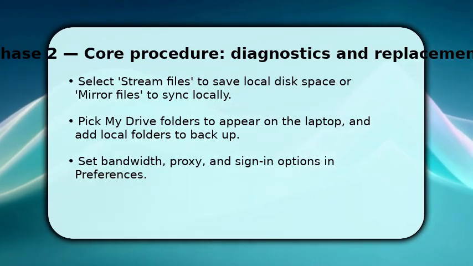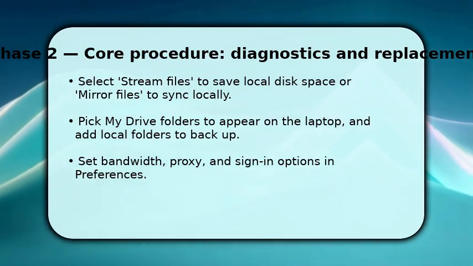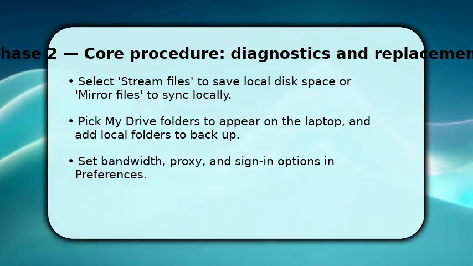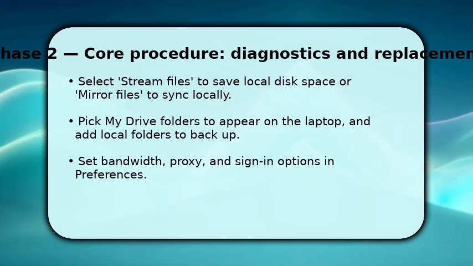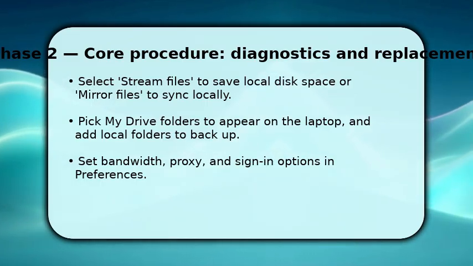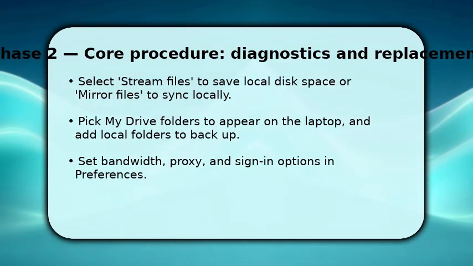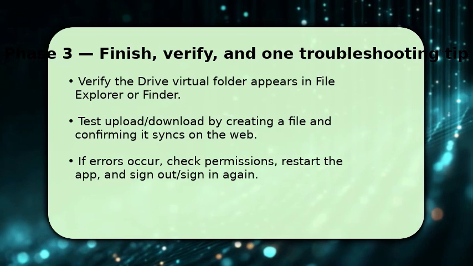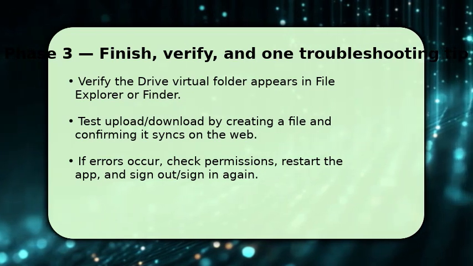up to Google Drive. In Preferences, adjust bandwidth limits, proxy settings if on a corporate network, and confirm that Google Drive launches at startup. These choices control speed, storage use, and how quickly changes finish by checking that the Drive virtual disk appears in File Explorer or Finder and that your selected folders are present.